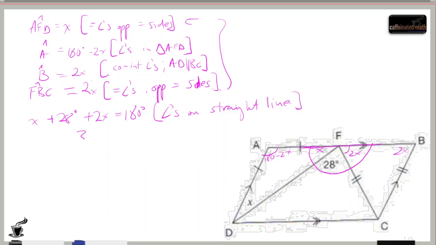Well, this means we have 3x, because I just added those, being equal to 152 degrees. Thusly, x is equal to 152 divided by 3, which is just going to be 50.7 degrees if we round it off to 1 decimal place.